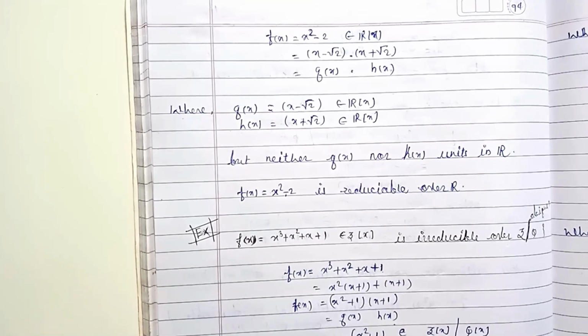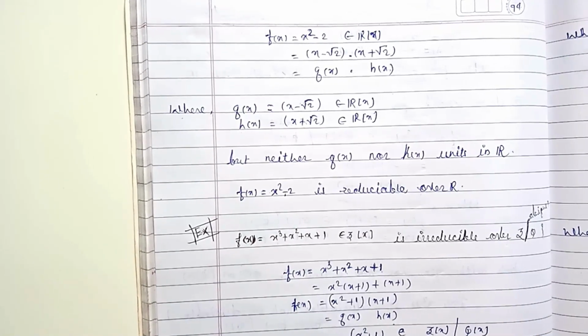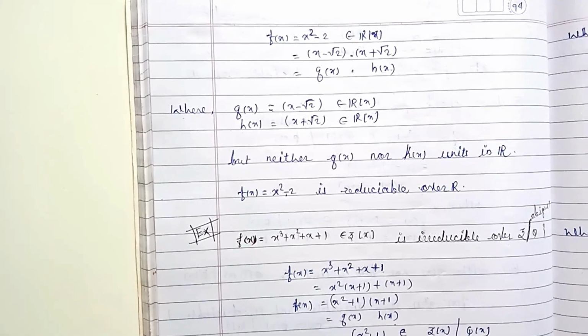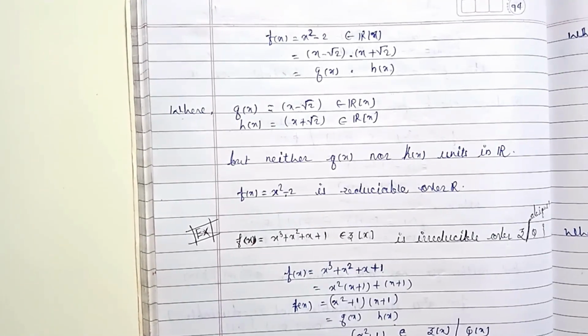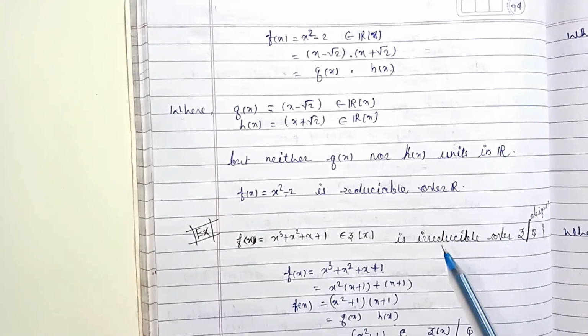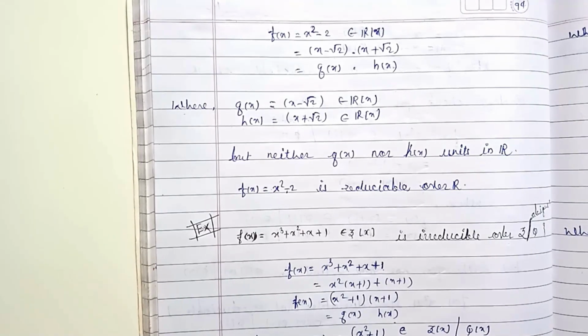In some conditions the definition is also not applicable, so for these types of examples we use some standard criteria for irreducibility of polynomials. These are the standard tests that we are going to learn after this point, and how we can apply these standard tests to our examples. Now first of all, understand some examples based on the definition.